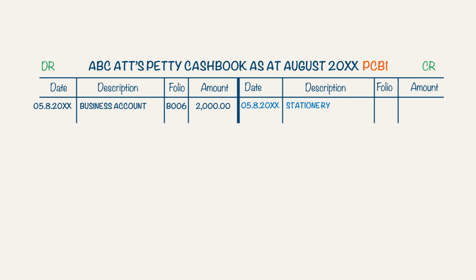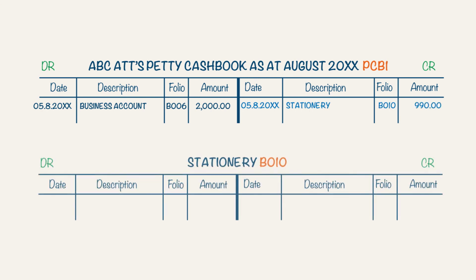Petty cash transactions. The following petty cash transactions were processed in the month of August 20XX. Transaction 1. On 5 August 20XX, the firm bought stationery for 990 Rand from Walton's. You credit the petty cash book as money was paid out of petty cash to purchase the stationery. You debit the stationery account as this is an expense incurred by the firm. You record the date, the description, the folio, and the amount accordingly.